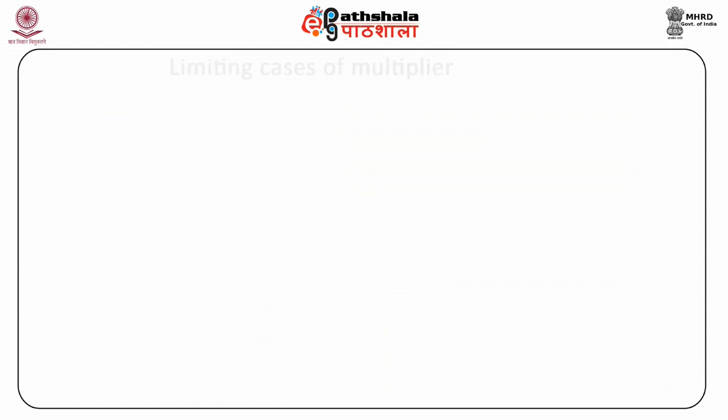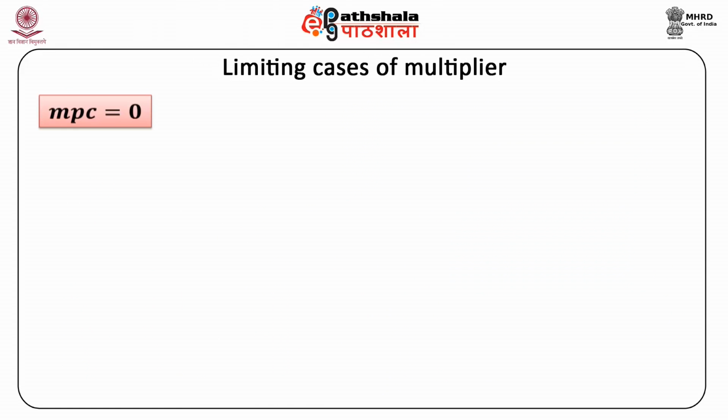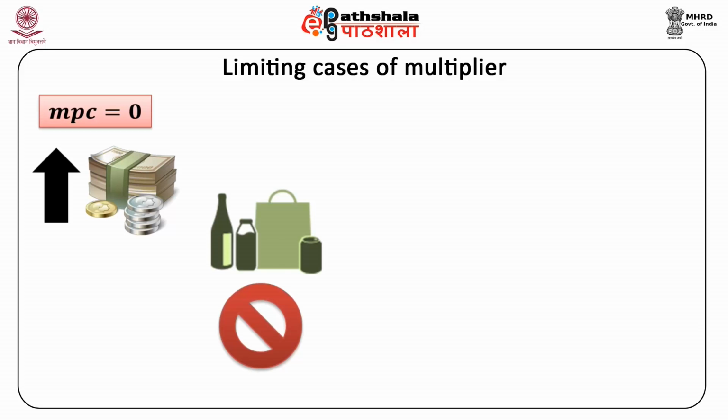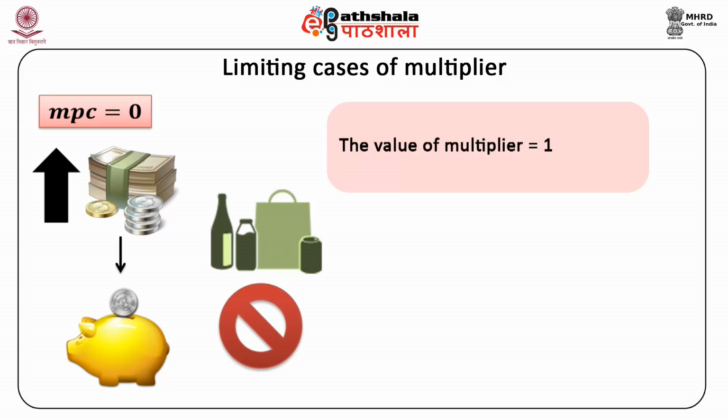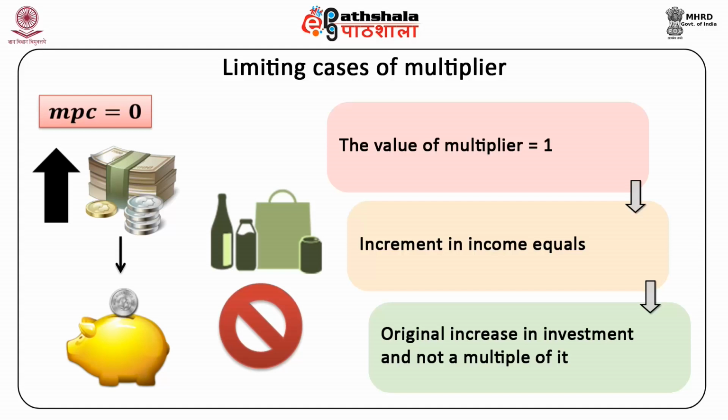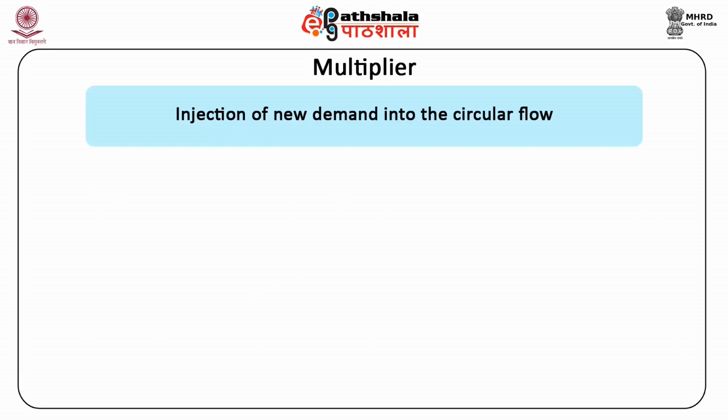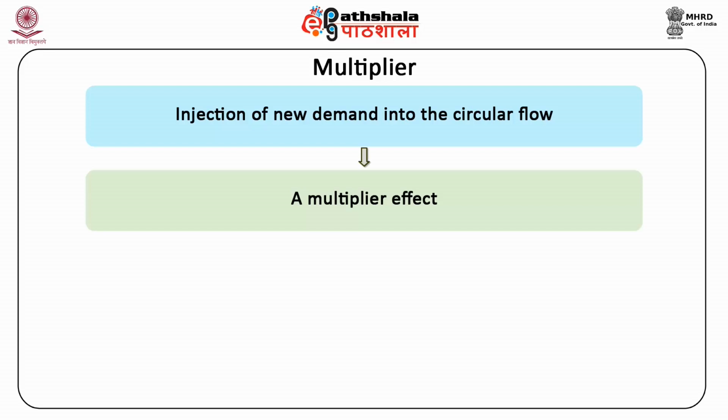even the process goes beyond that. The other limiting case occurs when the marginal propensity to consume is equal to 0. That is, when nothing out of the increment in income is consumed and the whole increment in income is saved. In this case, the value of the multiplier will be equal to 1. That is, in this case, the increment in income will be equal to the original increase in investment and not a multiple of it. Every time there is an injection of new demand into the circular flow, there is likely to be a multiplier effect.